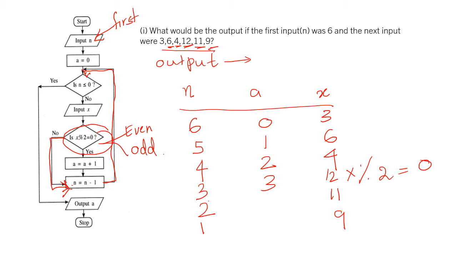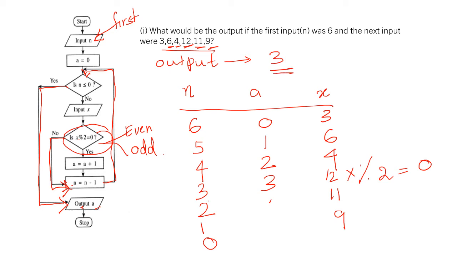Is it the even number? No, so you go through the no path. What you're doing is you subtract in the n value. N value is 0. Is n lesser than or equal to 0? Yes, it is equal to 0. So you go through the yes path. Then what you need to do? Output the A. What is the A? A value is 3. So your output is 3.